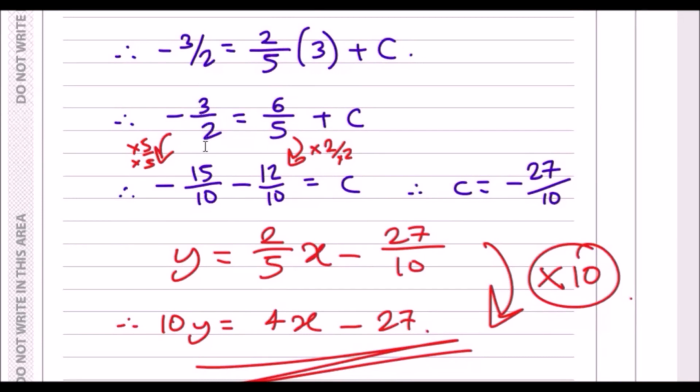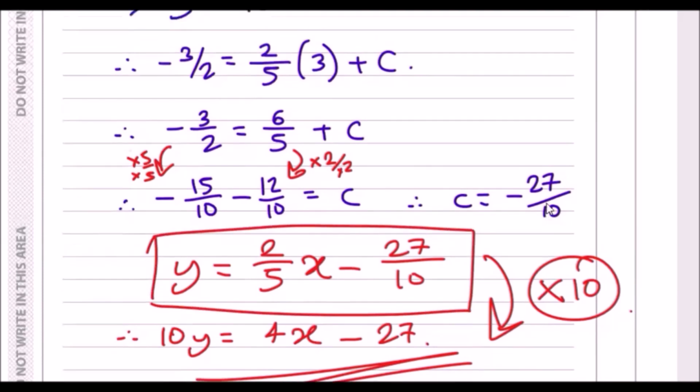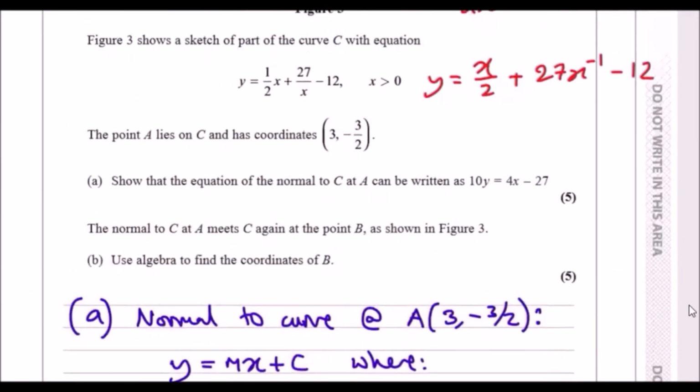So times up and down by 5 and up and down by 2 to get these results. Make C the subject, and you should get minus 27 over 10. So this is the y-intercept, and therefore we got it. So here is our equation of normal, and we proved it. But they want it in a particular form, which is 10y equals 4x minus 27.